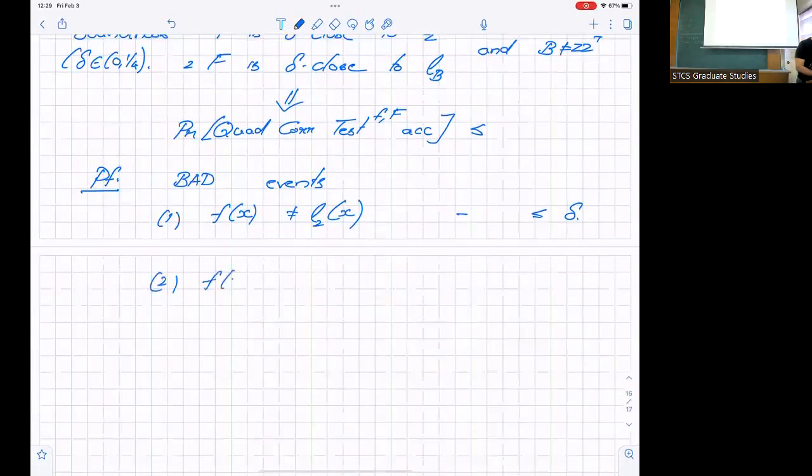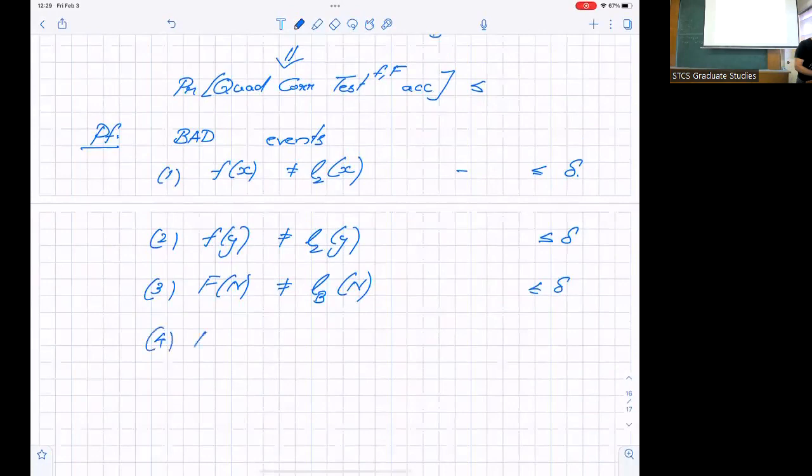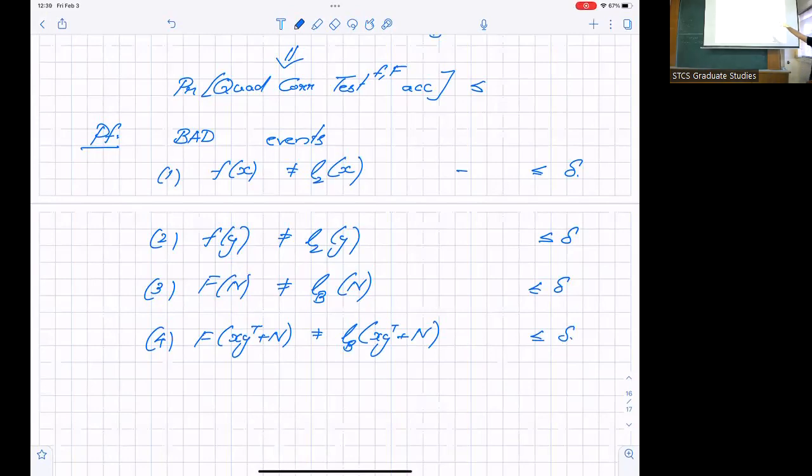The same thing is true for f of y not equal to LZ of y, with probability delta. Similarly, f of n is not equal to LB of n. Sorry, n plus x y transpose not equal to LB. This is where I use the fact that they are all random points, so the marginal at every one of them is uniform.